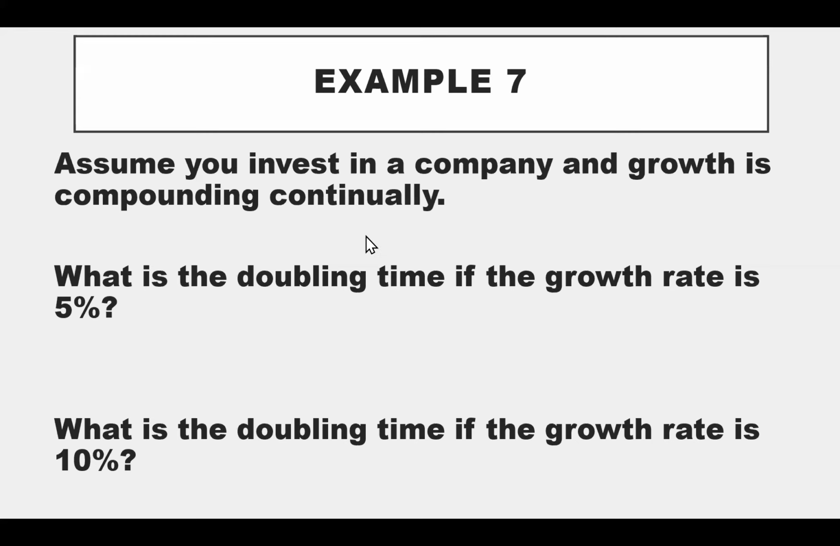Let's do one last example. Let's find something called the doubling time. So assume we invest in a company and this company is growing at a rate which is compounding continually. What is the doubling time if the growth rate is at 5%? And then what is the doubling time if the growth rate is at 10%? Go ahead and push pause on the video if you'd like to try this on your own. In a couple of seconds, I will show you how this is done.